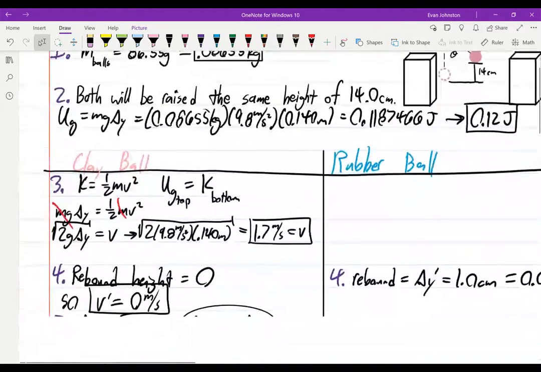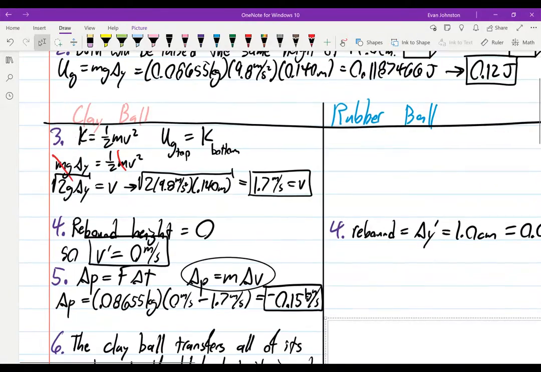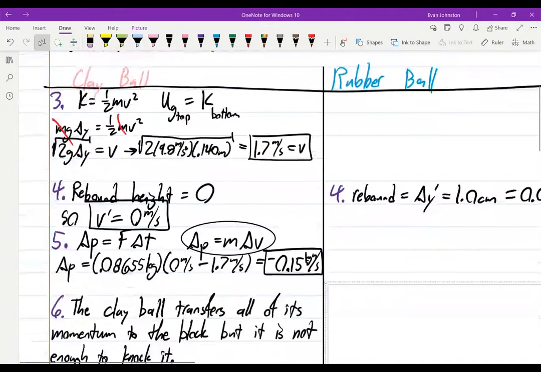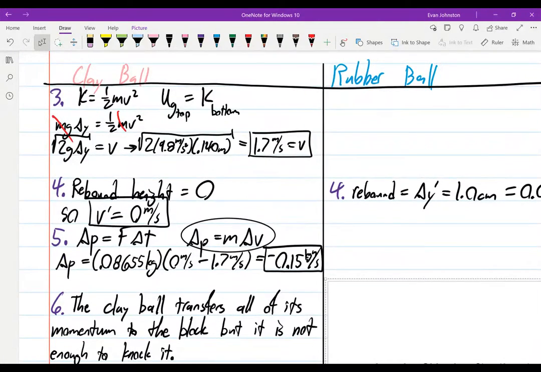Now, aside from that, in 4, it asked for the rebound height, which was 0 for the clay ball. It just hit and did not bounce. So if it didn't bounce, it had no velocity afterwards.